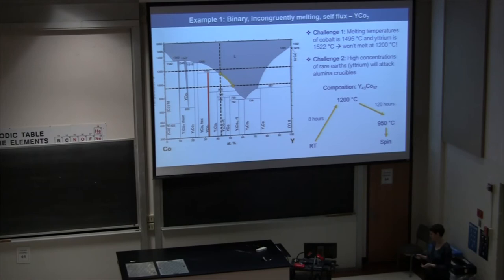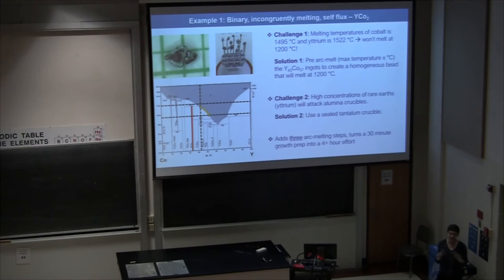But we did come up with solutions to these problems. Solution one, this is a great technique whenever you have something that has a melting temperature that's getting close to 1200: you can pre-arc melt your reagents, and that creates a homogeneous mixture. And as soon as I have something homogeneous, it's going to melt. Now I have a mixture that really is locally this composition, and it's going to melt at 1200. So I give it a little bit of extra time to make sure it's nice and melted, but once it's arc melted, it will melt.